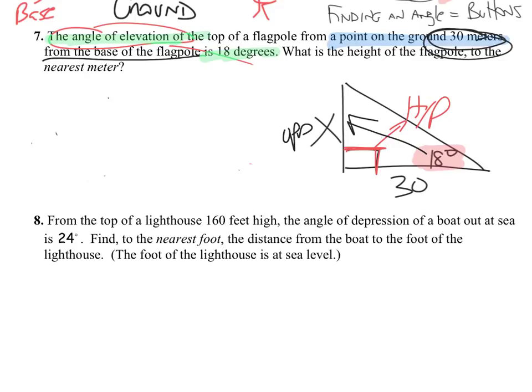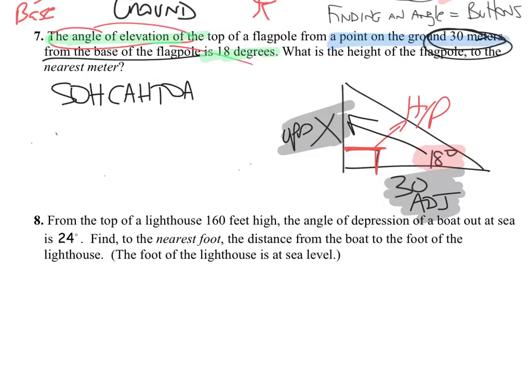So directly opposite that is going to be x. That's going to be our opposite. And then the 30 is going to be the adjacent. Our active sides are going to be the opposite and the adjacent. So I'll write out my SOHCAHTOA and label the active sides. Opposite, so the O's. Adjacent, the A's. This one's going to be a tangent problem.